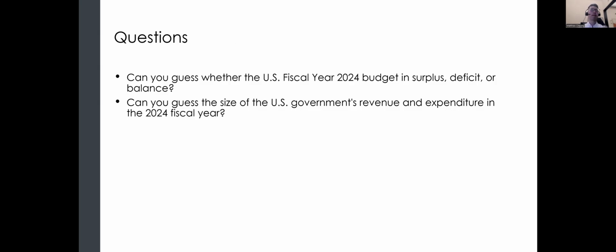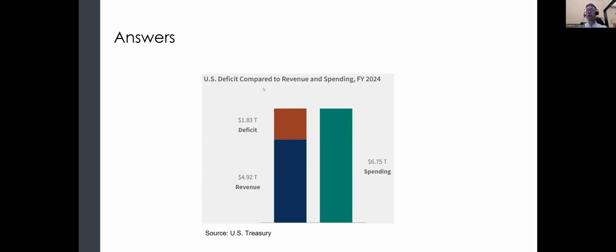Okay. I hope all of you have found the answers. So looking at the fiscal year in 2024, US government spending amounted to $6.75 trillion. However, revenue amounted to only $4.92 trillion. As such, there was a deficit of $1.83 trillion for the fiscal year in 2024.